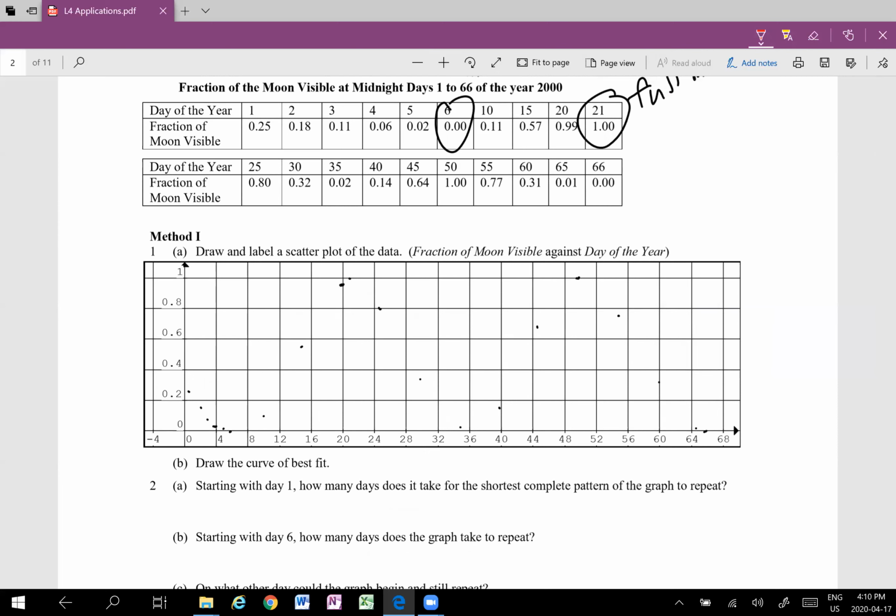It says to draw the curve of best fit. So we don't connect the dots. We're trying to draw a curve that goes through almost all the data points. And let's see if I can do it. It's good enough for now.